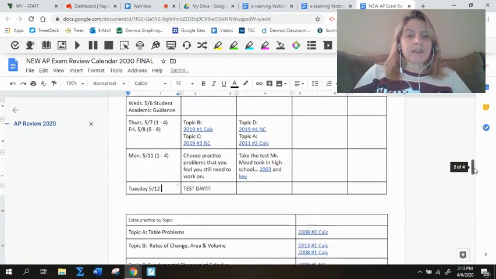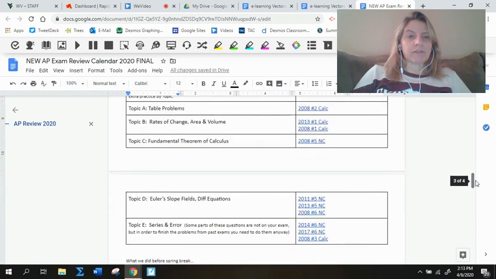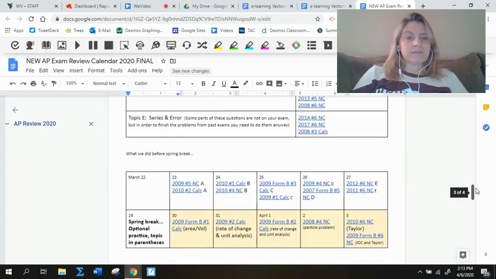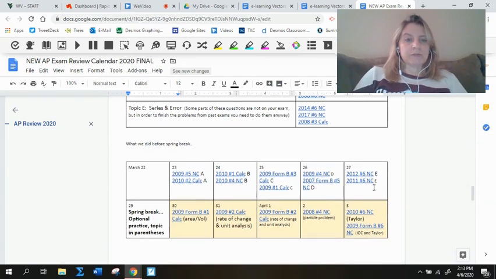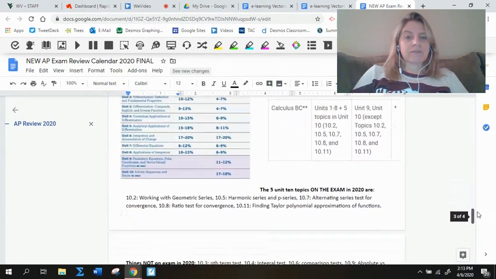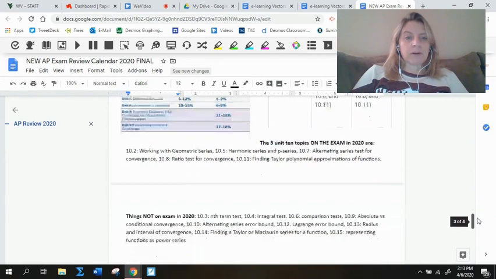And then at the bottom of the calendar, there are some extra practice problems for each of the topics if you're interested. Okay. And then finally, all of the rest of what we had before break is down here, and then the information that was given to us from College Board.